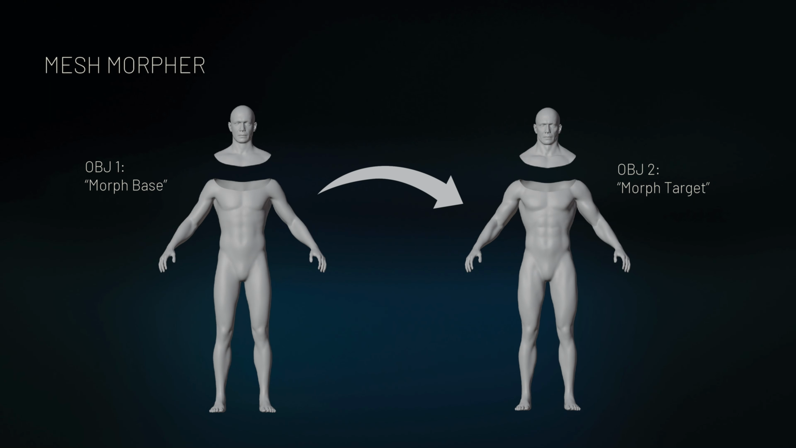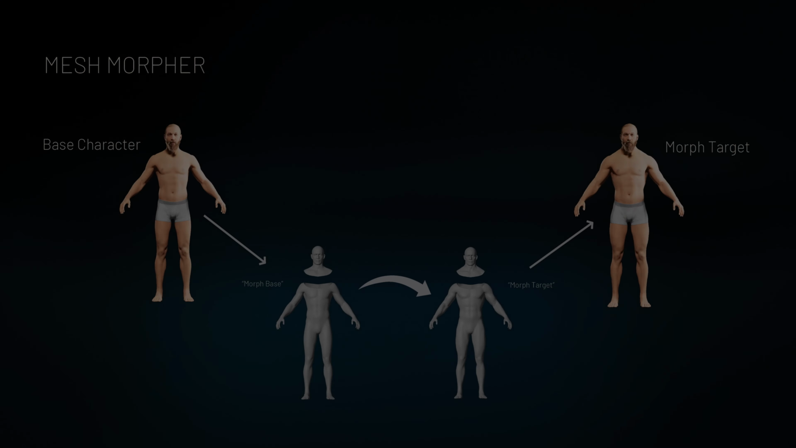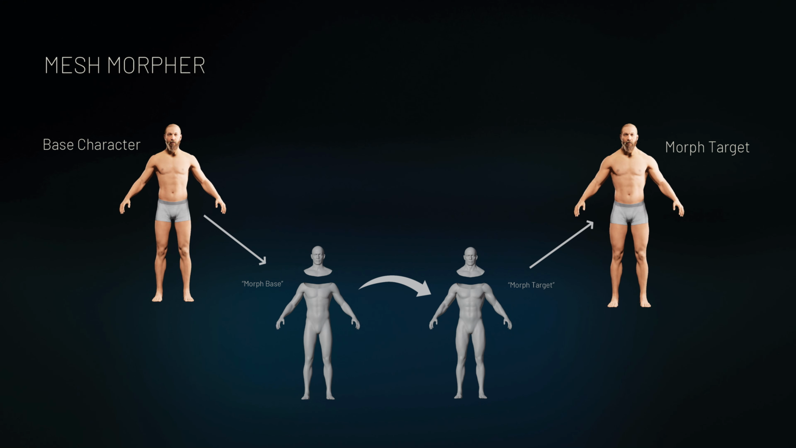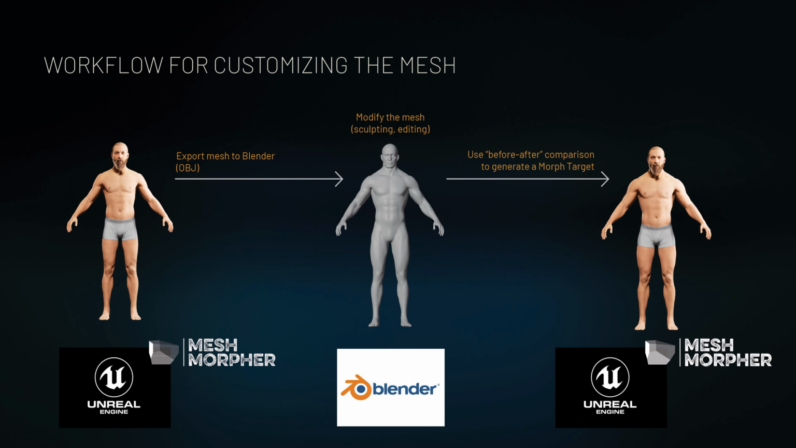Now let me quickly explain what this plugin actually does. The way it works is as follows. The plugin uses two OBJ files to create a morph target for the skeletal mesh. One is the original mesh, let's call it the morph base, and the second one is the morph target. This is what you create in Blender by using the sculpt or editing tools. So we need to take our metahuman base character in Unreal Engine, create an OBJ file for the head and the body, modify them in Blender to our liking, and then use Mesh Morpher to generate a new metahuman character with those modifications applied.